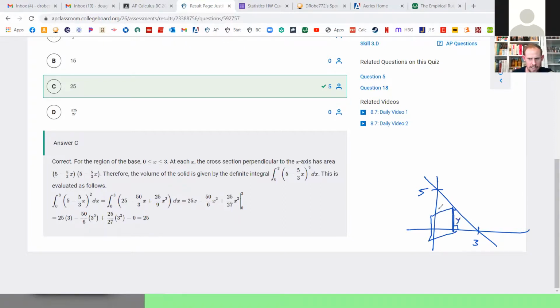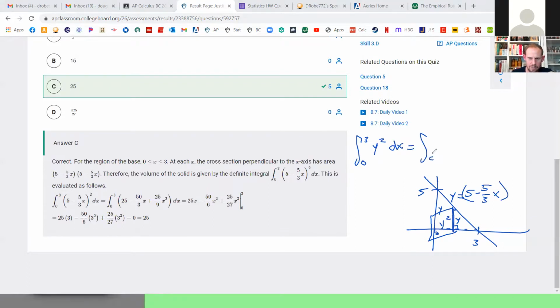And this y is the same as that y, because they're squares. And this y is equal to 5 minus 5/3 x. So the area of this is y squared. So we're integrating, and these little squares go from 0 to 3. So we're going from 0 to 3 of y squared dx. And now we say y is just this guy.